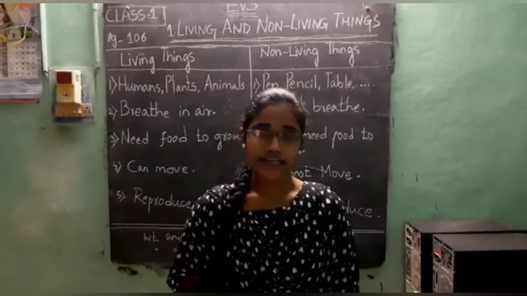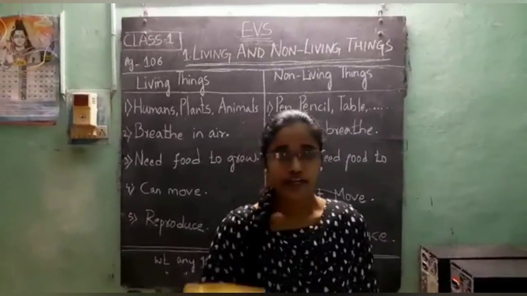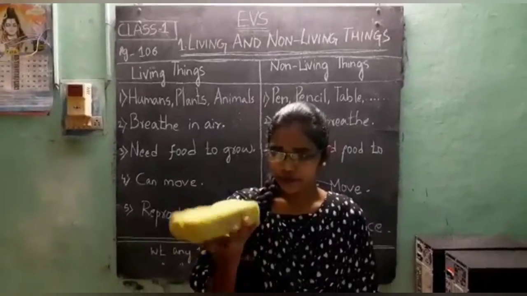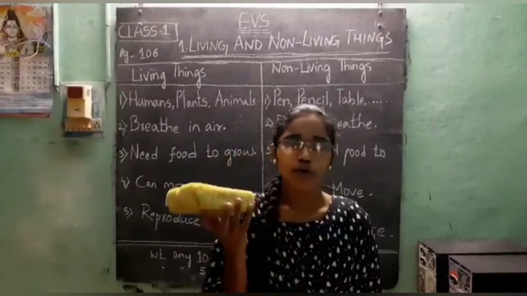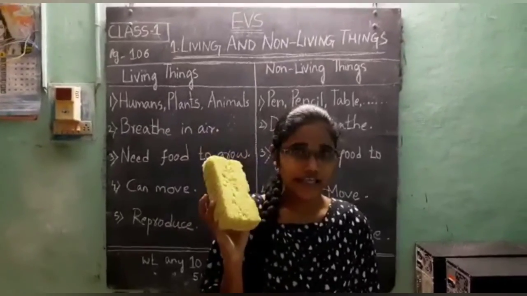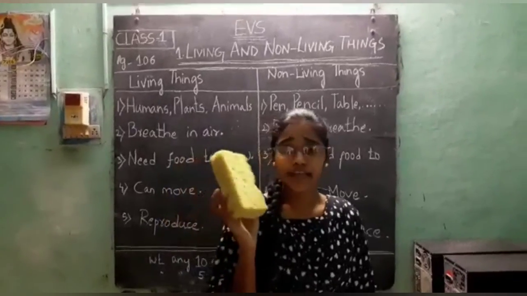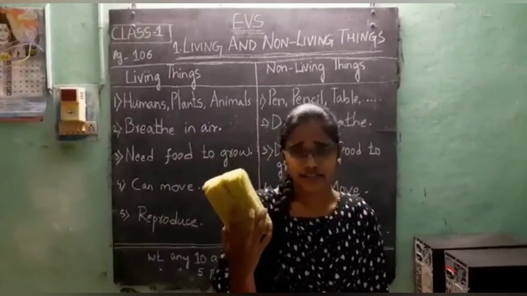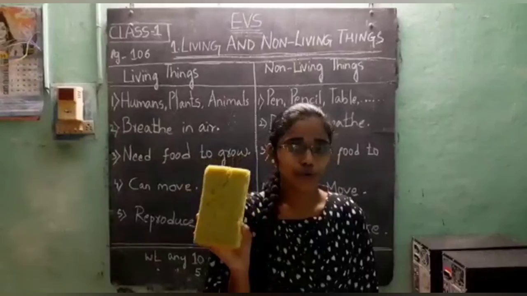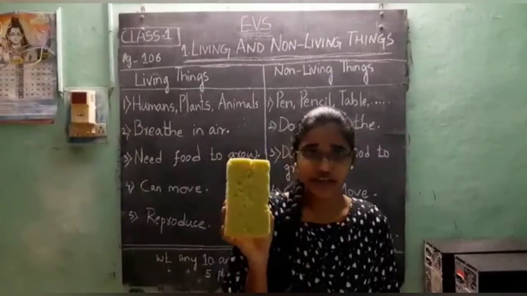They do not need food to grow because, let's take an example of a duster. Now see, does the duster need food? No, because it is a non-living thing. And does a duster breathe in air? Does a duster breathe? No, because the duster doesn't have life in it.